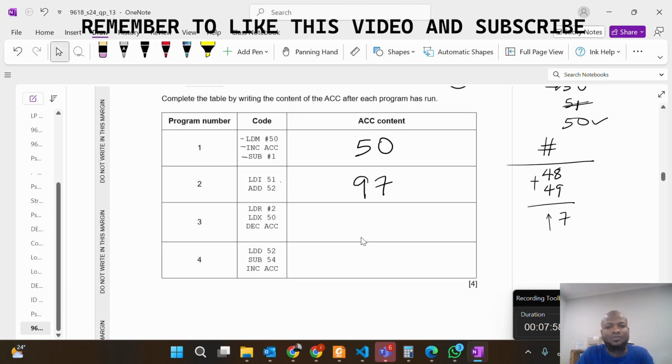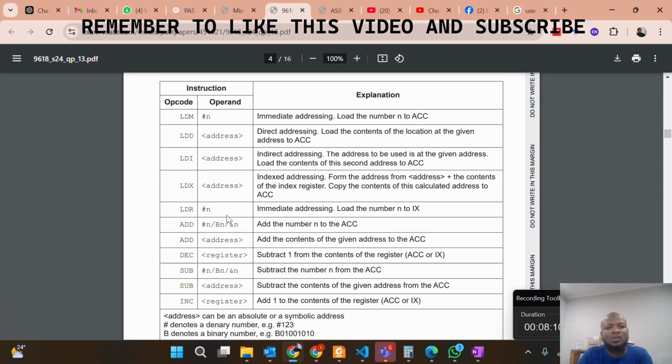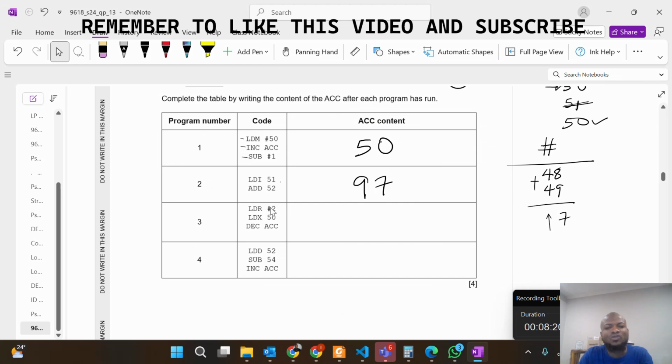Now, the third one. The content of the accumulator is now 97. I hope this is well understood. Now the third one, LDR 2. For LDR, it means load the number to the index register. If you look at it, there is a hash before, so that means 2 is directly loaded to the index register. So IX contains 2. The number is loaded into the index register.